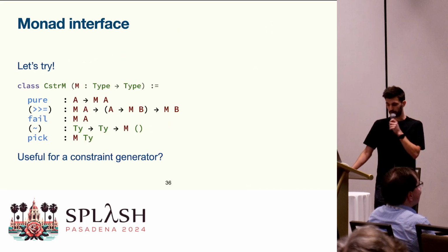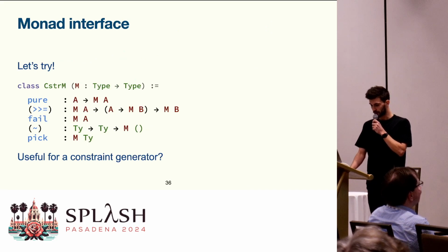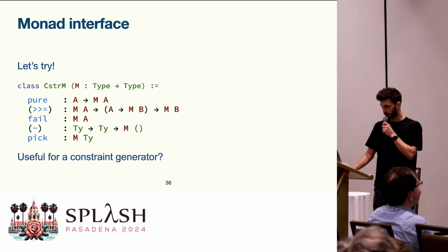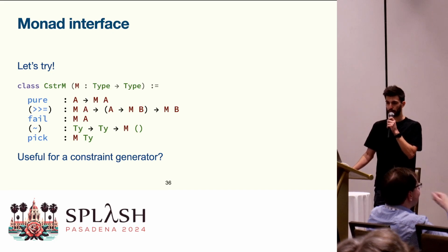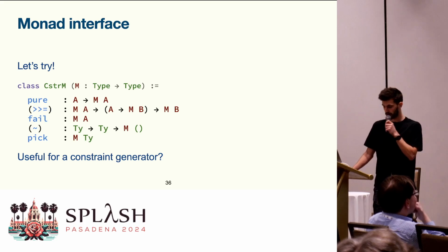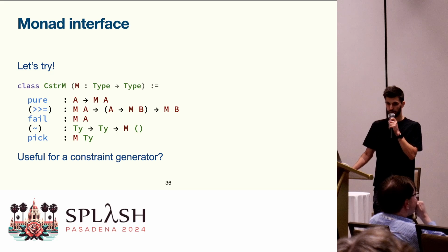So let's use that to define a monad interface for constraint generation. We define some operations like pure, which is essentially a truthful constraint, a trivial constraint that holds, and just injects a value into the monad. We use bind as a way to model conjunction. We have failure in case a program is ill-typed. And then we have type equality and pick.